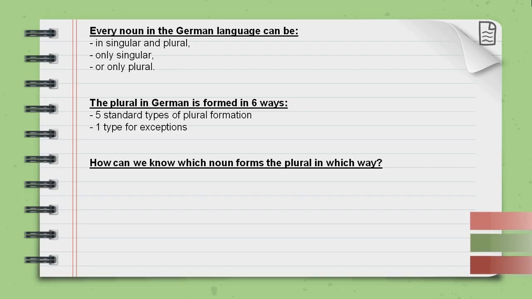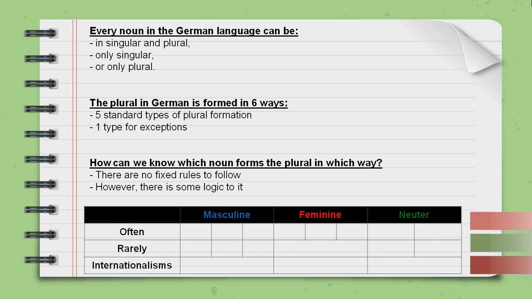How can we know which noun forms the plural in which way? There are no fixed rules to follow. However, there is some logic to it. We have masculine, feminine, and neutral, often used rarely in internationalisms. Here are the symbols. Let's continue.